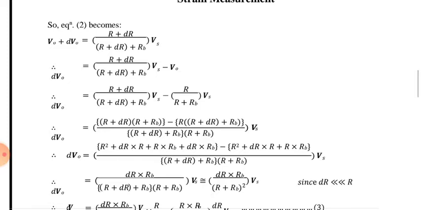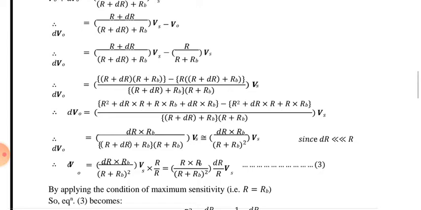Okay, so the next step will be, just cross multiplying, we will get the equation in terms of VS. DVO equal to DR into RB upon (R plus DR plus RB) into (R plus RB) into VS. So it implies DR into RB upon (R plus RB) bracket square, from that we can write (R plus RB) bracket square into VS, since DR is very less than R. So DVO equal to DR into RB upon (R plus RB) bracket square into VS.